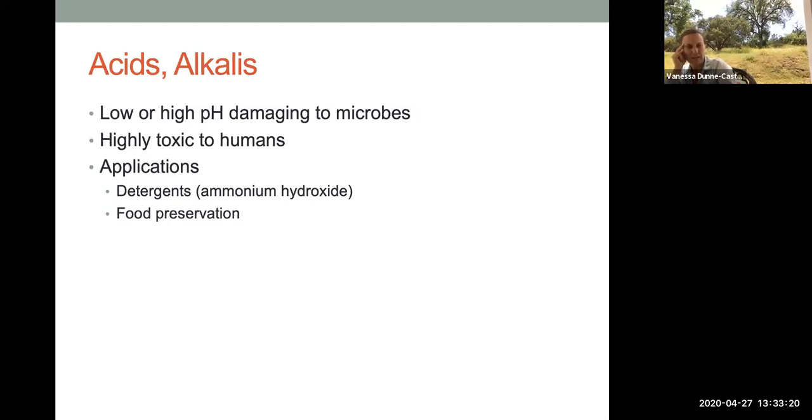Of course, acids and alkalis means low pH or high pH solutions, which are incredibly damaging, not just to microbes, but also to humans. So this needs to be considered if this is the application that you choose. But these alkalis, so high pH, enzymes are used in detergents, and ammonium hydroxide would be used as a cleaner. And then food preservatives, usually acids, are used for that.